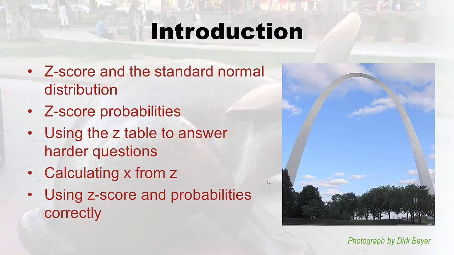Well, that sounds like a lot, but you'll understand it at the end of this lecture. First, I'm going to go over what a z-score is and what the standard normal distribution is. Then I'm going to talk about z-score probabilities and what those are.